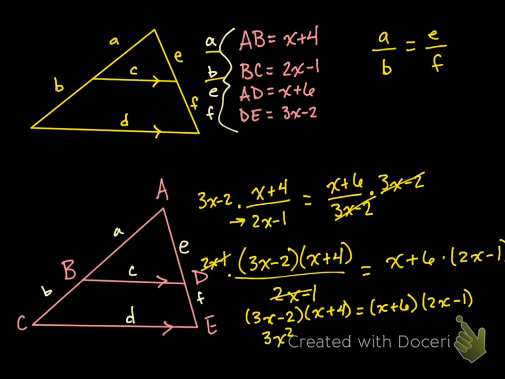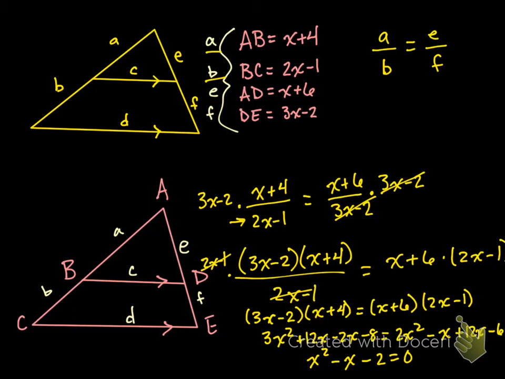Got 3x squared plus 12x minus 2x minus 8 equals 2x squared minus x plus 12x minus 6. Simplify this. I'm going to just subtract everything over and combine all my like terms in the same step here. So we'll be left with x squared. We've got 10x on the left side and 11x here, so I believe this is going to be a negative x. We add 6 over, negative 2 equals 0.